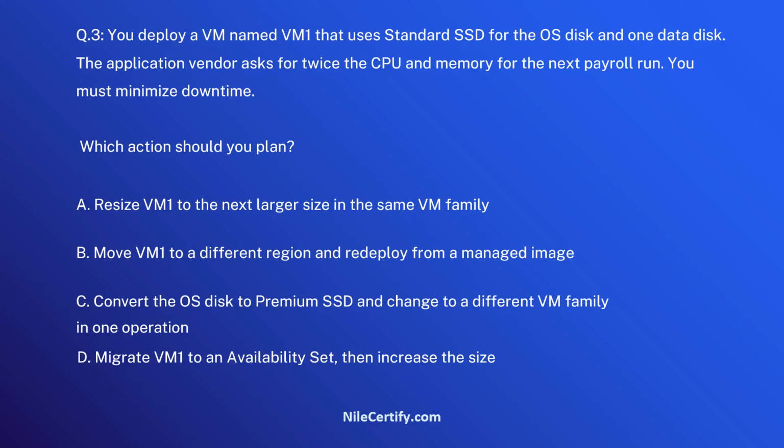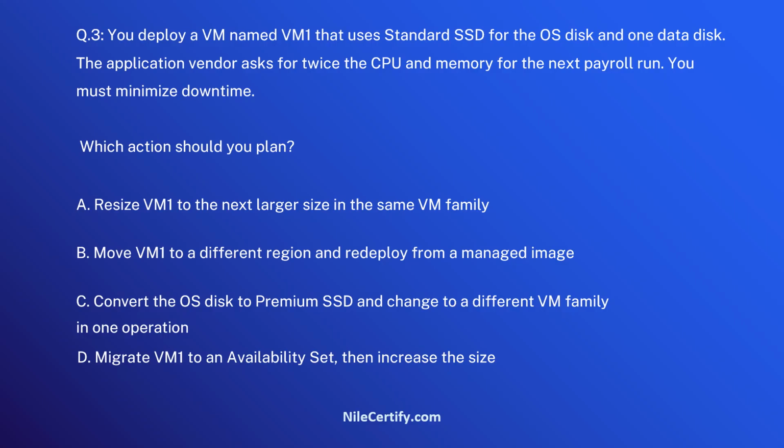Option D, migrate VM1 to an availability set, then increase the size. You cannot place an existing VM into an availability set, so you would have to recreate it in that set, which means significant downtime. Availability sets improve fault domain and update domain placement, but they do not quickly or directly give you the CPU or RAM increase you need for the next run. And this is a conflict with minimized downtime.